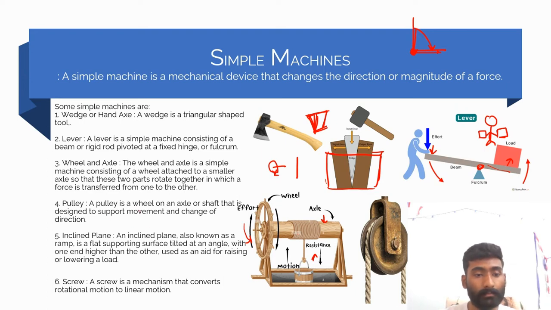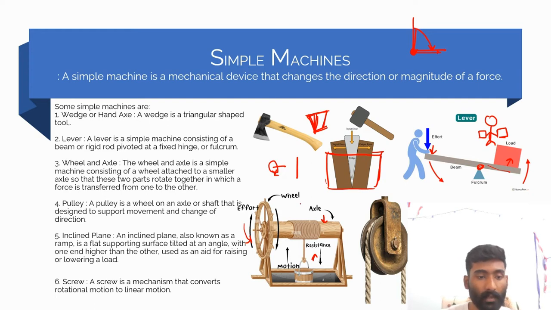A pulley. A pulley is a wheel on an axle or a shaft that is designed to support movement and change of direction. How is this a pulley? It's almost the same, but there you apply force on the wheel, while here you apply force on the rope. It just helps you to reduce the effort.